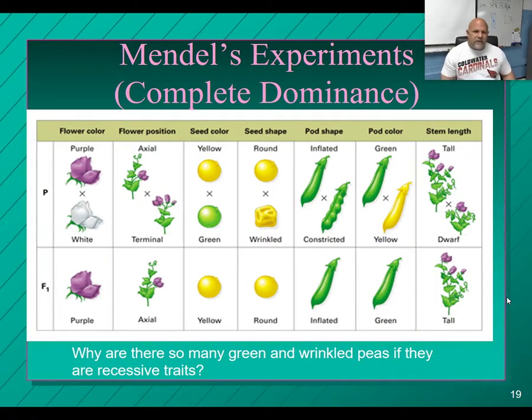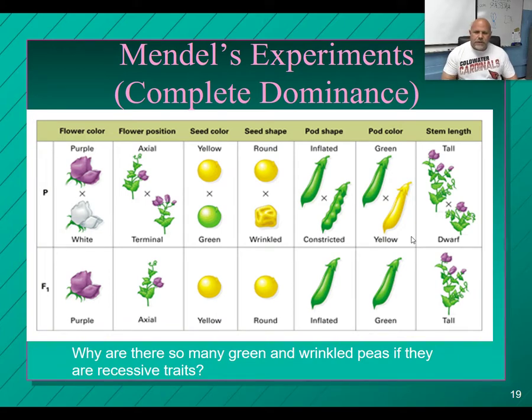And so he did this with several different characteristics in pea plants. He looked at flowers, whether or not they were purple or white, whether or not they were at the end of the plant, terminal, or along the edges of the plant, axial. He looked at pea color, whether it was yellow or green, pea shape, whether it was round or wrinkled, whether the pods were inflated or constricted, whether the pods were green or yellow, and whether or not the plants were tall or short. So he looked at all these traits, and he did lots and lots of crosses and came up with thousands and thousands of seeds, and he came to some conclusions.